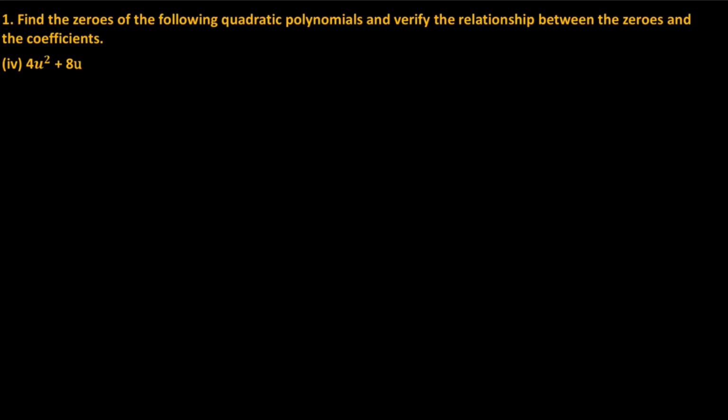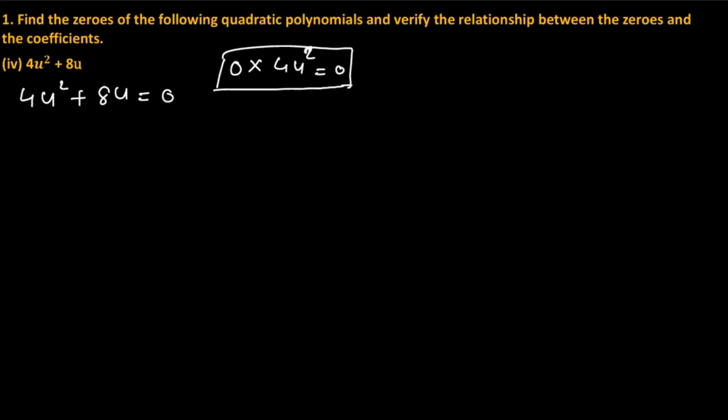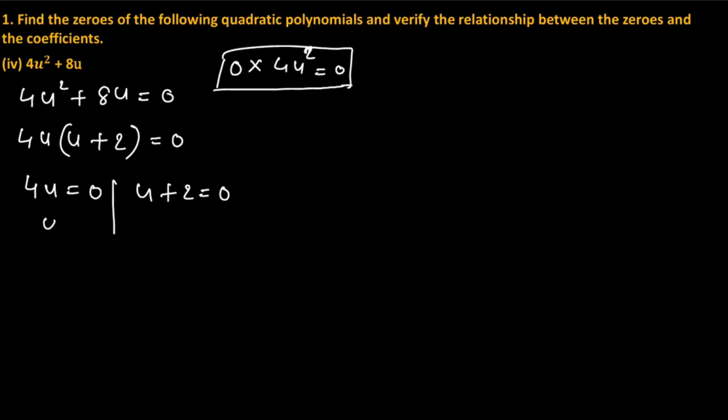4u square plus 8u is equal to 0. There is no constant you are seeing, so the constant will be 0. In these two, directly you can take the common, because the constant into 4u square is equal to 0 only. No need to find out the roots separately for this equation. So directly 4u you can take as common. So u plus 2 remains: 4u is equal to 0 and u plus 2 is also equal to 0. So u will be 0 and u will be minus 2.